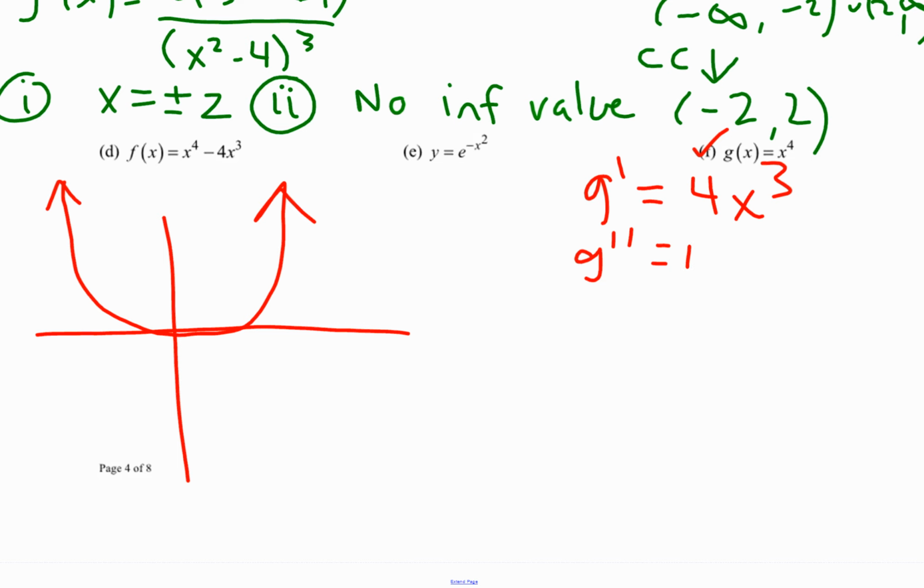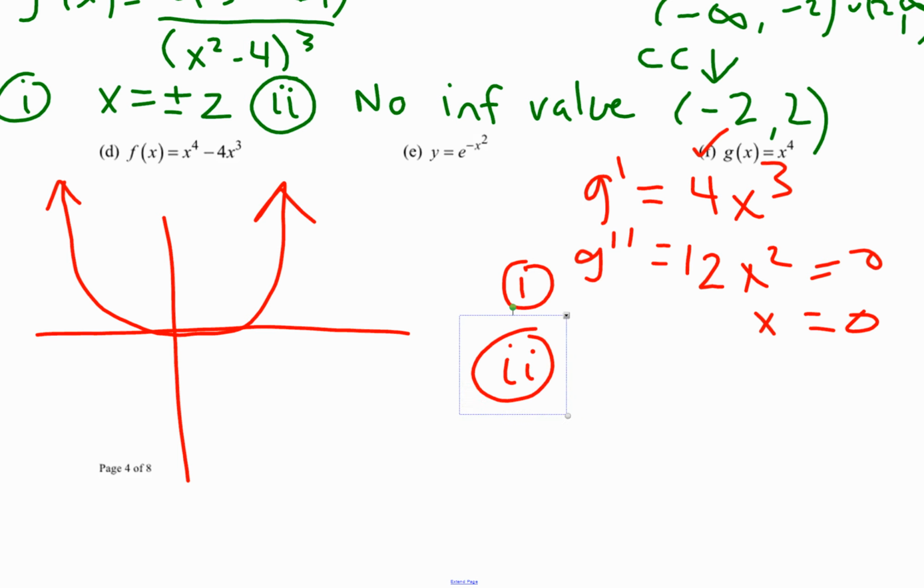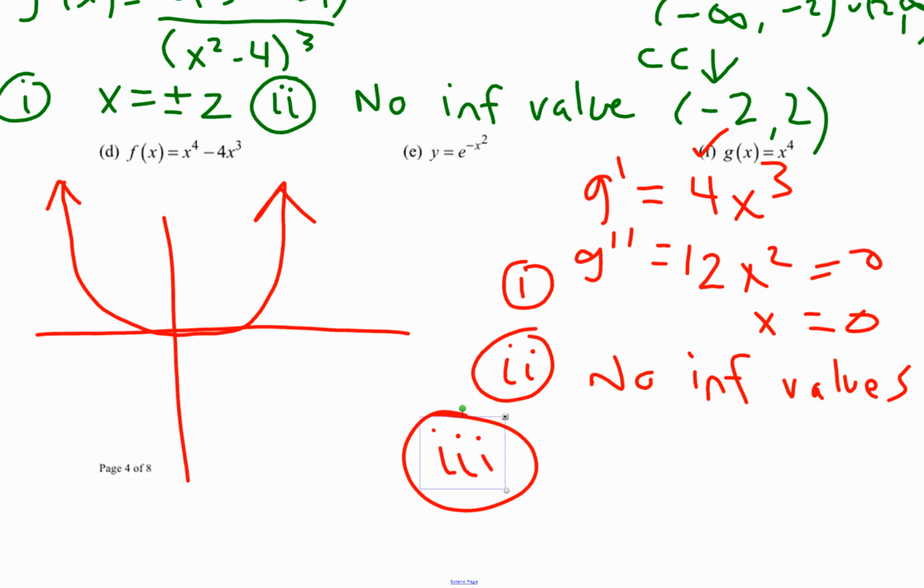G double prime would be 12x squared. Where does that equal 0? At x equals 0. And if you look at the graph, does g have any inflection value? So that's the possible one, but in fact, there are no inflection values. If you look at it, we don't even need a sign chart here. For part 3, it's concave up like a cup all the way from negative infinity to infinity.